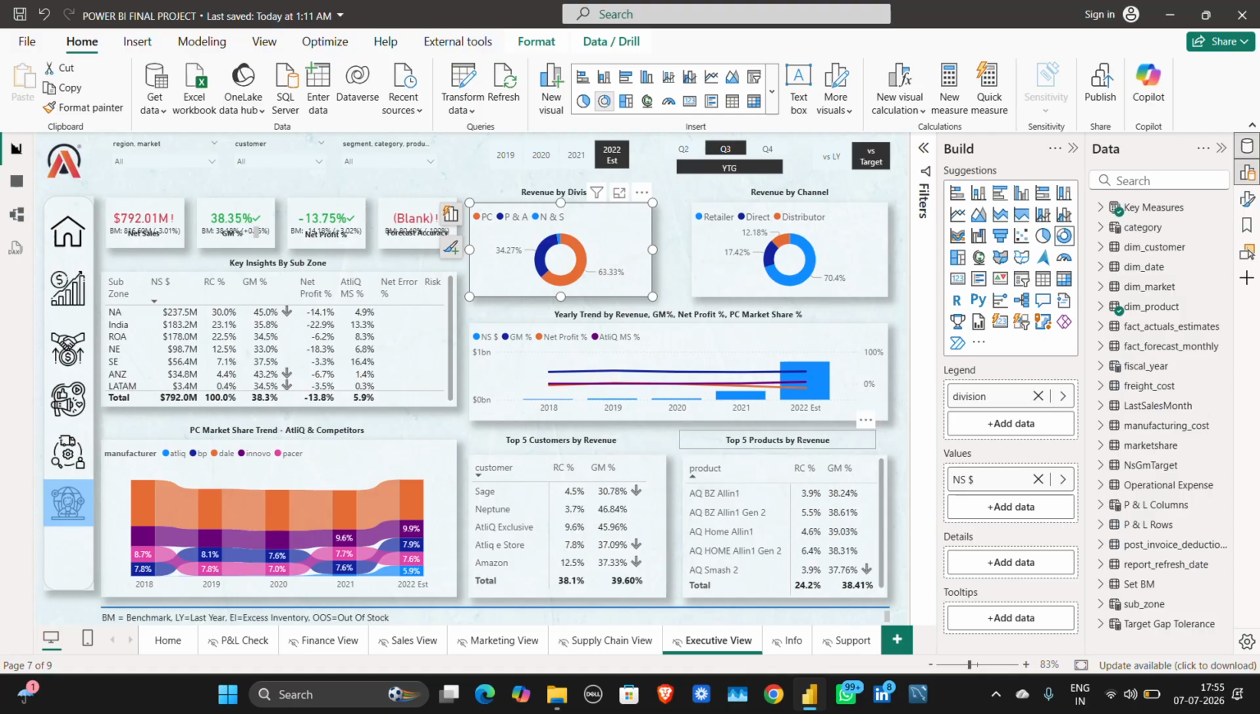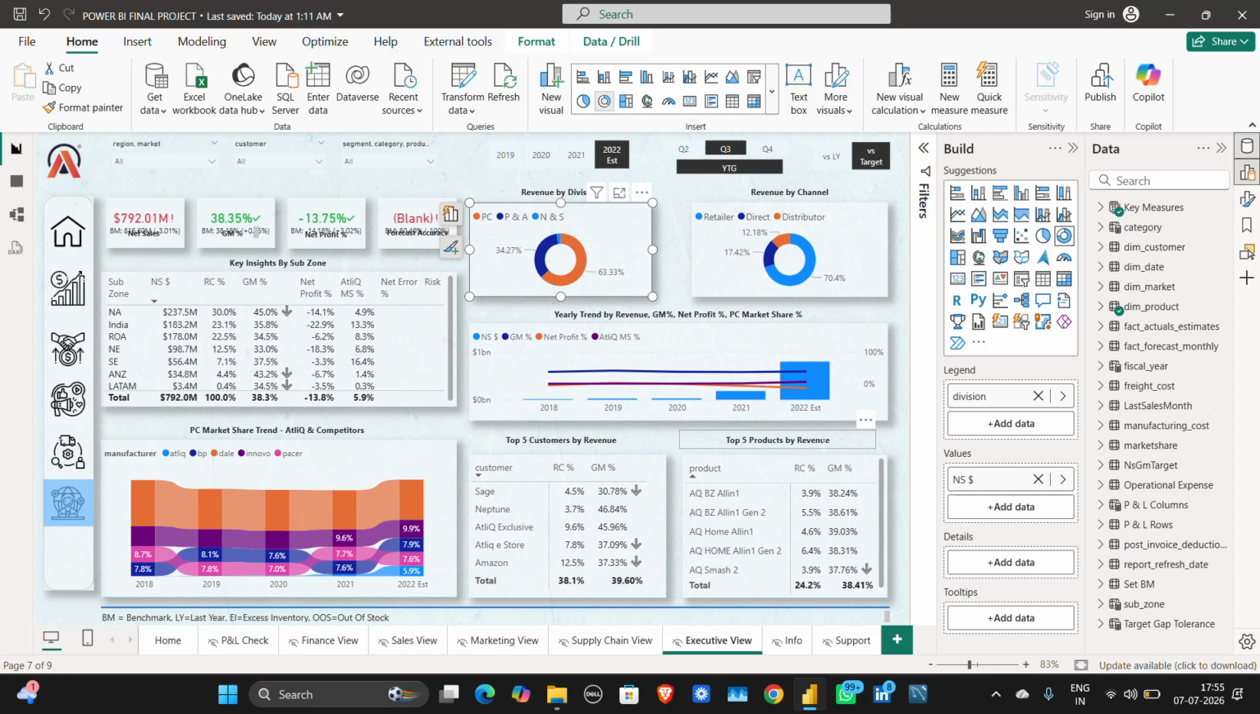And moving on to top 5 products by revenue. Similar to the customer analysis, this visual highlights the products generating the highest revenue along with their gross margin. This enables management to identify best selling and most profitable products. For example, if a product consistently ranks among the top revenue generators while maintaining a healthy gross margin, the company may choose to invest more in marketing, inventory planning, or product expansion of that product, right?